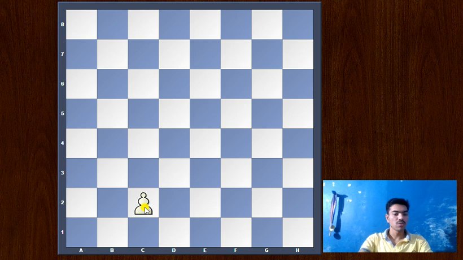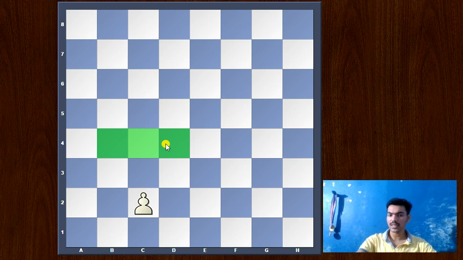Let's see. We have a pawn on c2. What are the key squares for the pawn on c2? Generally, those key squares are located two squares in front of the pawn. So that will be c4, d4, b4. These are the three key squares of the pawn. If I have a white king physically occupying any of these squares, that generally means that I'm going to secure a victory in the endgame.